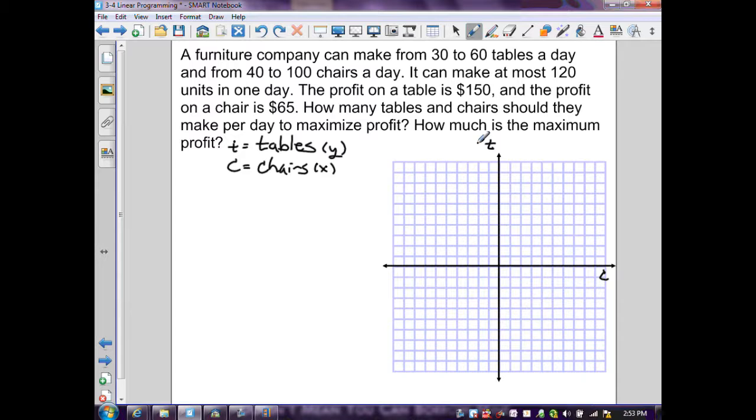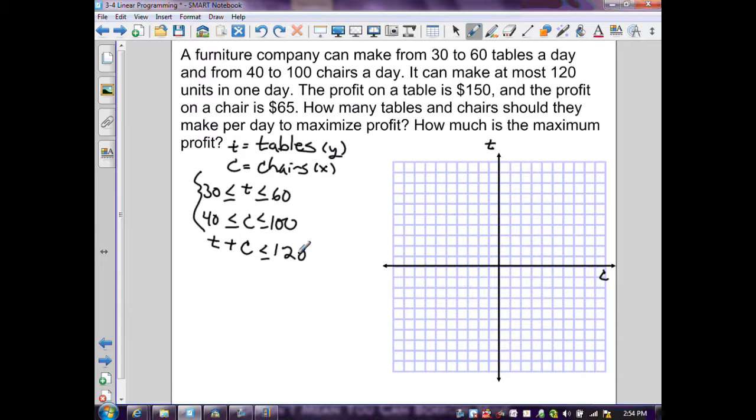Let's take a look at some of the constraints inside the problem. They give me my first constraint stating that they can generate anywhere from 30 to 60 tables a day. Therefore, I have a constraint where T is less than or equal to 60 and greater than or equal to 30. The next one is that they can generate anywhere between 40 to 100 chairs a day. That means that C is less than or equal to 100 and greater than or equal to 40. I also know that at most they can make 120 units combined. Therefore, T tables plus C chairs is at most 120 units. Therefore, that is less than or equal to 120.